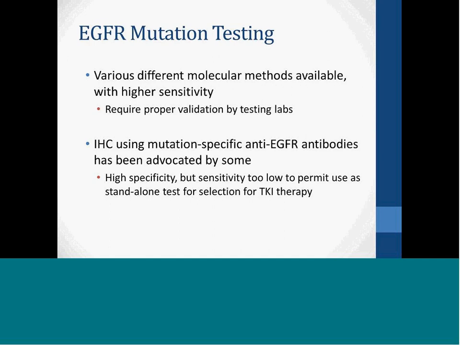Quick note about mutation-specific antibodies for immunohistochemistry. This has been advocated by some, but experience seems to be that these mutation-specific anti-EGFR antibodies, while they may have high specificity, have sensitivity that is too low to permit their use as a standalone test for selecting tyrosine kinase inhibitor therapy. That said, there are some who advocate using immunohistochemistry as a screen, so that if the result is positive, no molecular testing is required. If the result is negative, those cases would then require molecular testing.